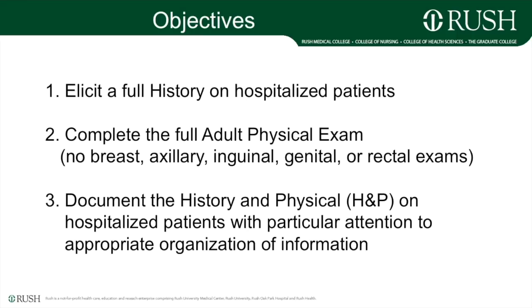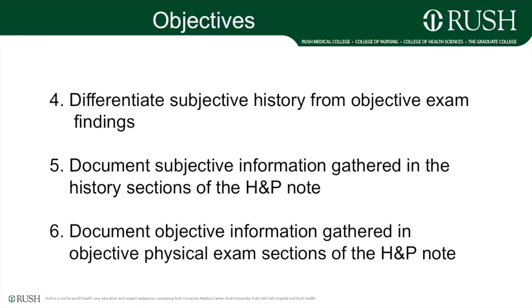So this course has several objectives. By the end of the year, you will be able to perform a full history on a hospitalized patient. You will be able to conduct a full adult physical exam. You'll be able to document a history and physical on a hospitalized patient with particular attention to the appropriate organization of this material. You'll be able to differentiate between subjective and objective findings. You will learn that subjective information will go in the history sections, whereas objective information will be documented in the physical exam section of the H&P.